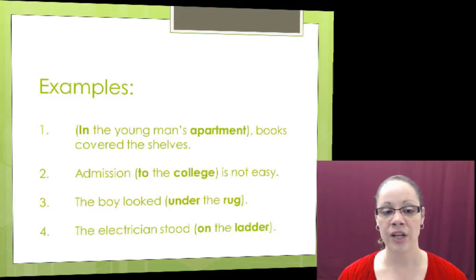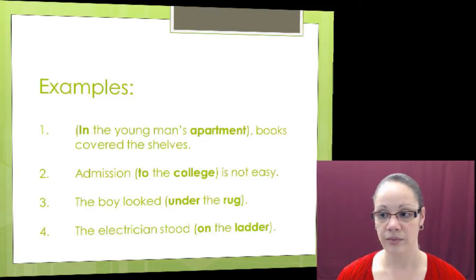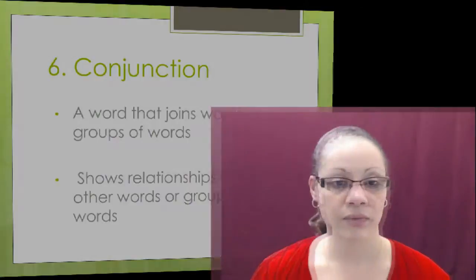And then number 4, the electrician stood on the ladder. Stood is my verb. Electrician is my subject. Where did the electrician stand? On the ladder. On is my preposition that begins the phrase. Ladder is my object, the noun that ends the phrase. Therefore, ladder is my object of the preposition. And again, it just takes practice to be able to identify prepositional phrases in sentences.